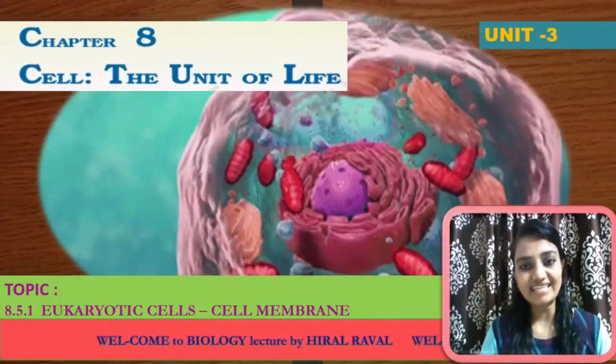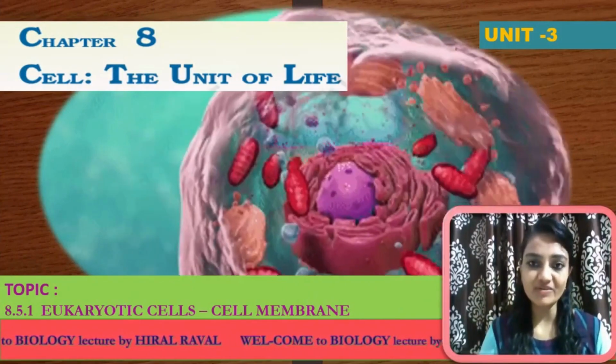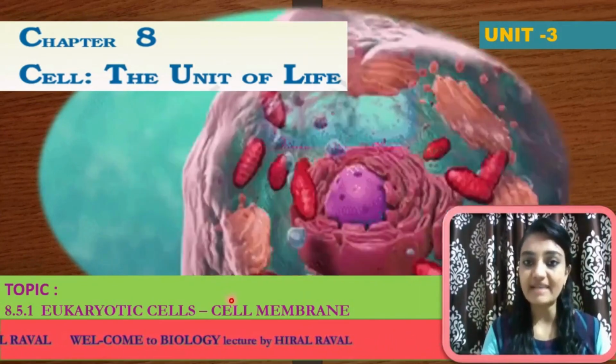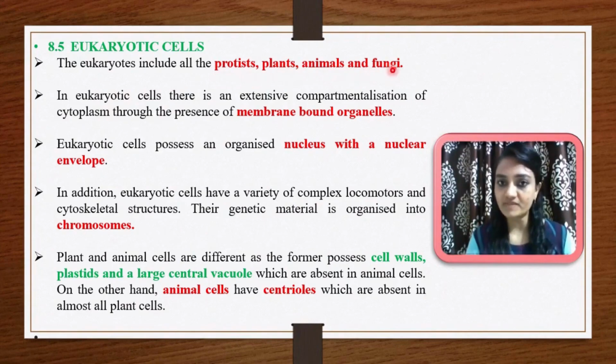In the last lecture, we learned about the prokaryotic cell, and today we are going to start the eukaryotic cell, in which we will learn about the cell membrane of eukaryotes. The eukaryotes include all the protists, which are unicellular organisms, plants, animals, and fungi. That means all these four groups are included in the eukaryotic groups.